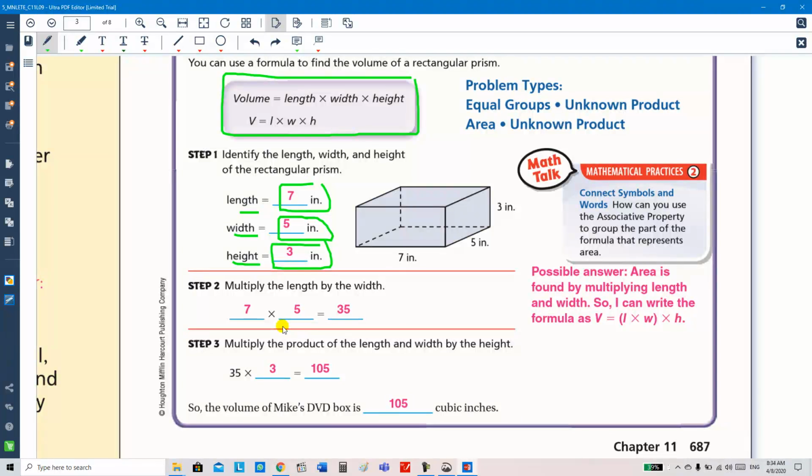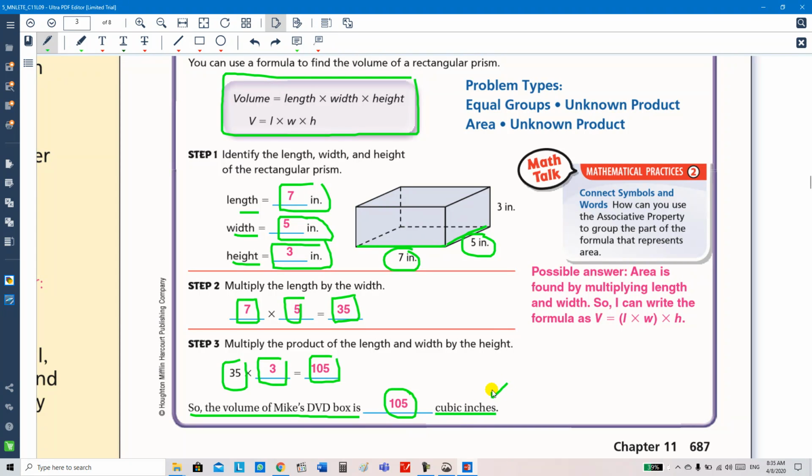Okay, after that, multiply 7 by 5, which is the base dimensions. Multiply 7 by 5, so it gives us 35, and multiply 35 by 3, which is height, equal 105. So the volume of Mike's DVD box is 105 cubic inches.